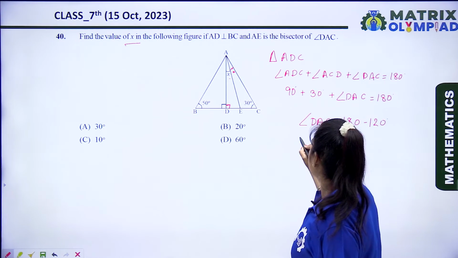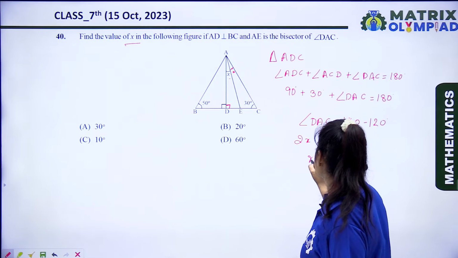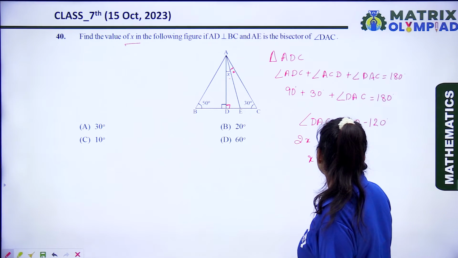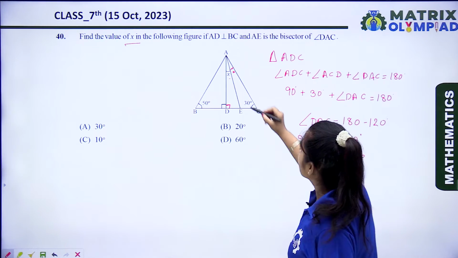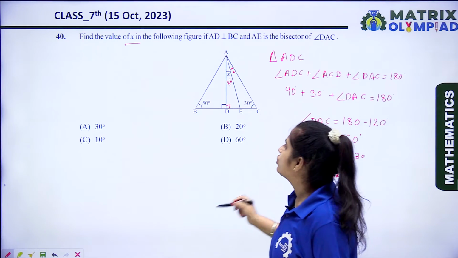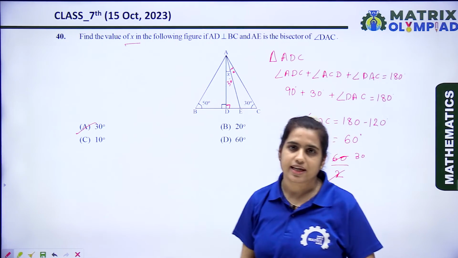एंगल DAC में एंगल AE क्या है, बाइसेक्टर. तो यहाँ पर DAC क्या बना रहा है, x प्लस x, दैट इज 2x. तो x की वैल्यू क्या आ गई हमारे पास, 60 अपॉन 2 that is 30 degree. तो यहाँ पे x हमारा 30 degree हो गया. So here option A is the correct answer.